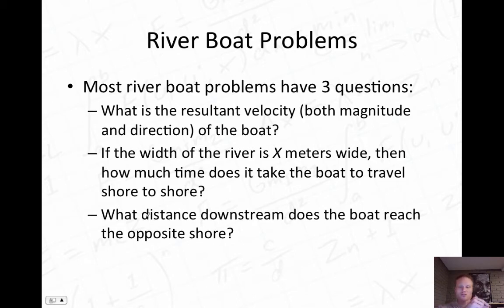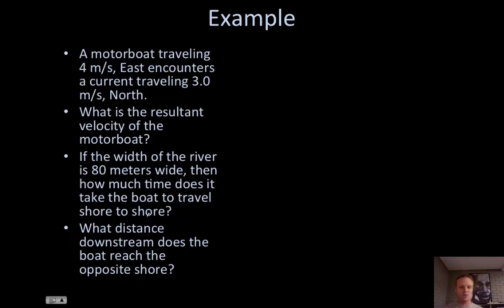If a boat just goes straight across a river and the river is running into it, clearly the boat can't just make a straight line across the river. It's going to move downstream a little bit because the water carries it that way. The question is, what distance downstream does the boat reach? I'm going to do 2 examples with this to give you an idea of how these problems work. So here we go.